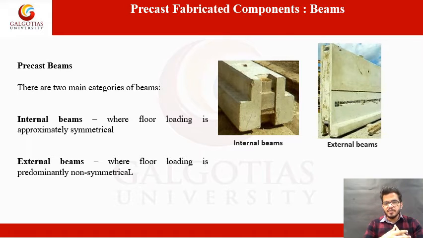is predominantly not symmetrical. So what is symmetrical loading? It is when we have a floor span and there is a symmetrical load on each and every part of that particular slab. We have an external beam where the floor slab has a non-symmetrical loading. So we can have points where the load is more and points where the load is very much less. So these two types of beams are used for the precast fabricated components.